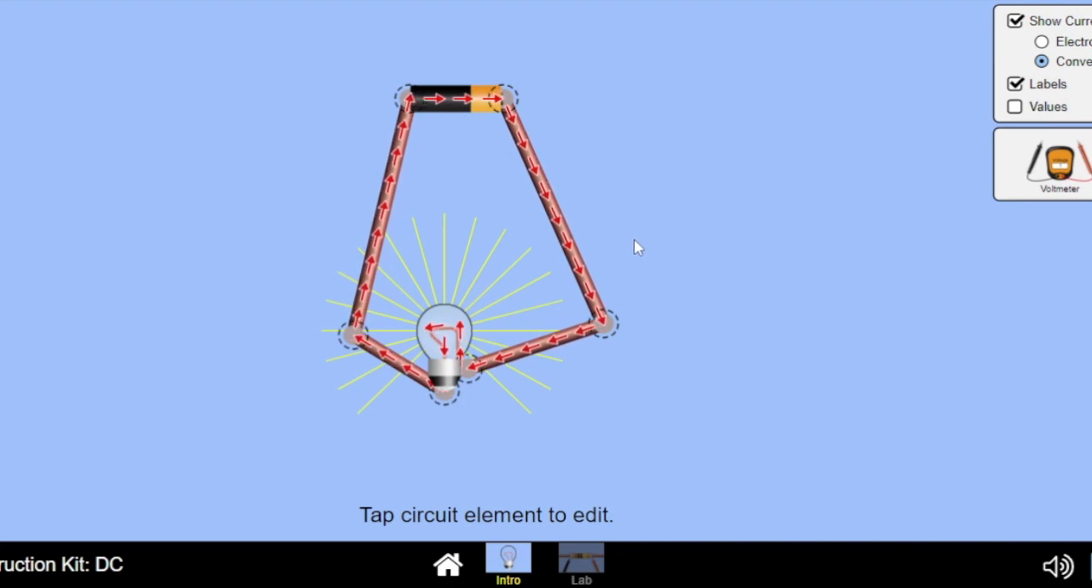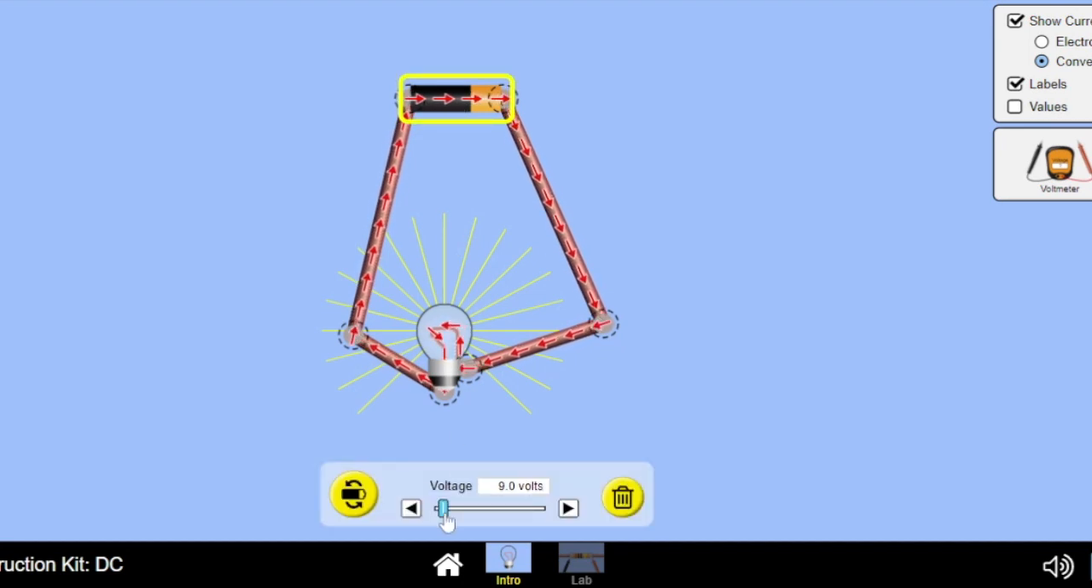So if we think about this question, it says which of the following will cause the current through an electrical circuit to decrease? And we said decrease the voltage while resistance remains the same. So if I click on my battery over here, I can decrease the voltage by clicking on this arrow and holding it. And let's see what happens.